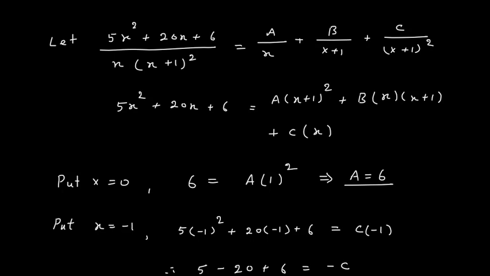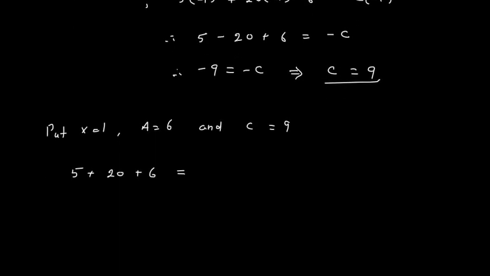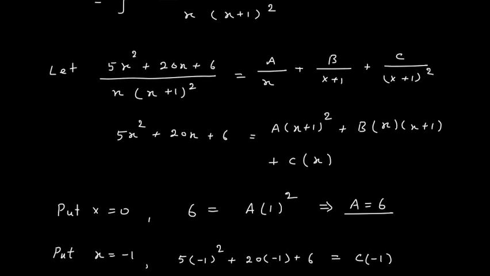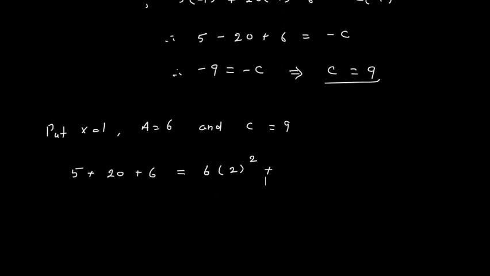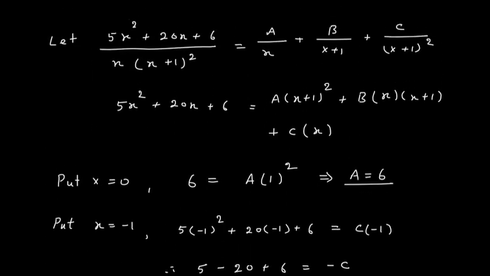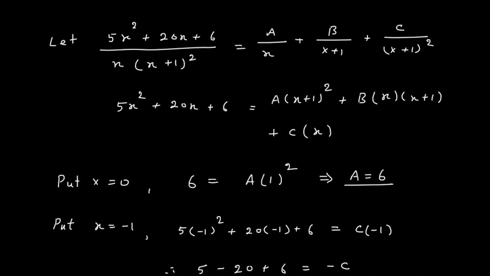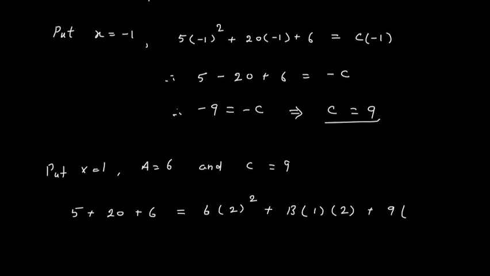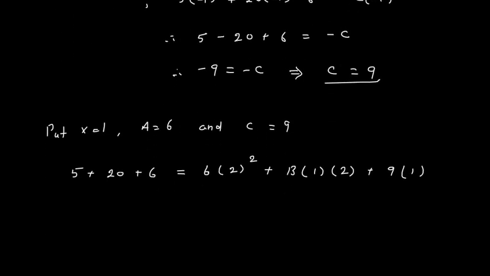a into x is 1. So a into 1 plus 1, a is 6. 6 into 1 plus 1 will become 2. So 6 into 2 square plus b into x, which is 1, into x plus 1. So 1 plus 1 is 2, b into 2 plus c, which is 9. With c we have x. So the value of x we have considered 1, so 9 into 1.